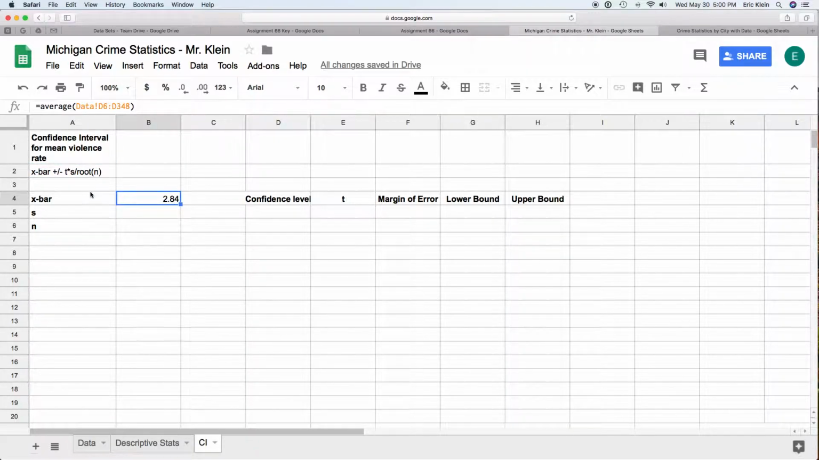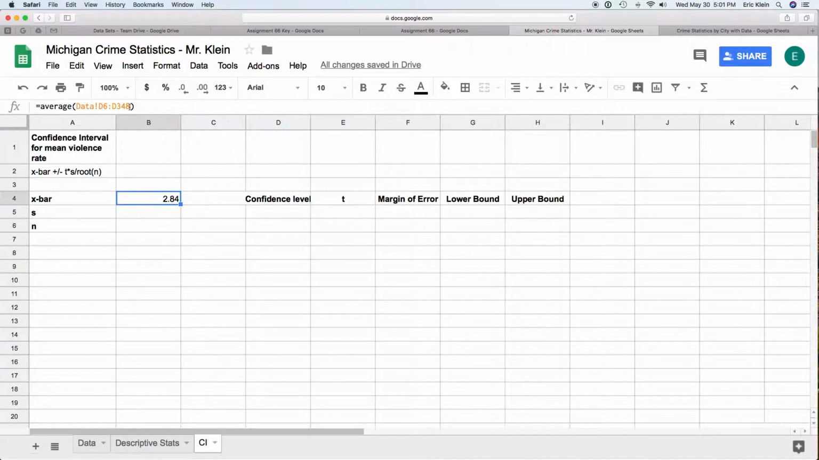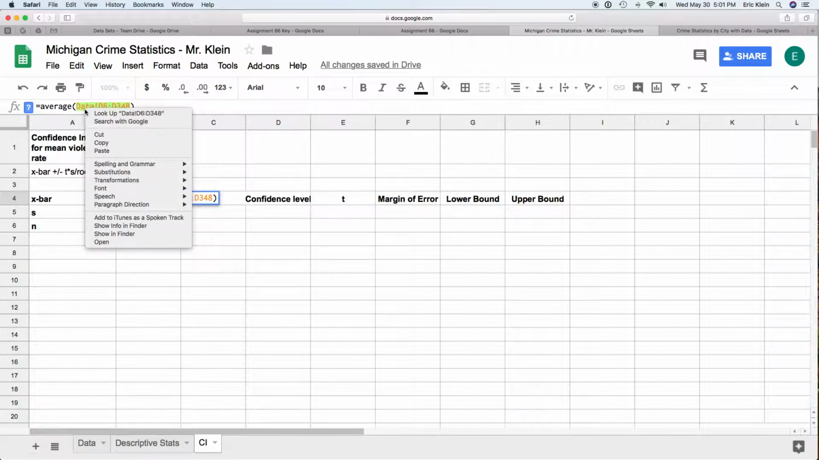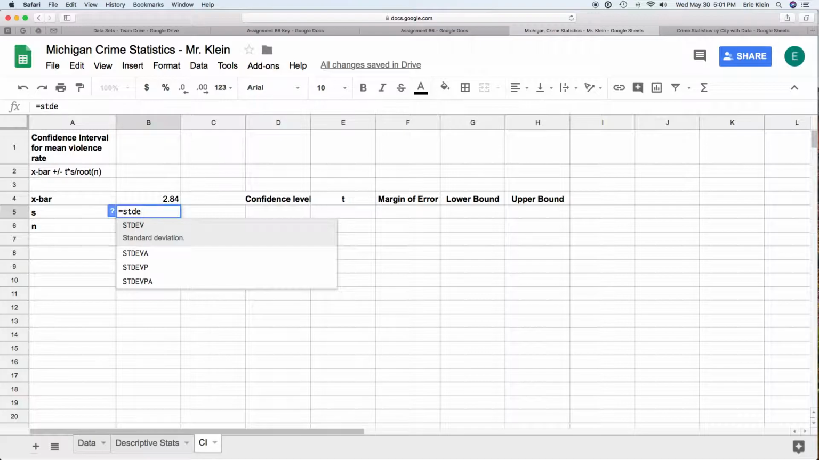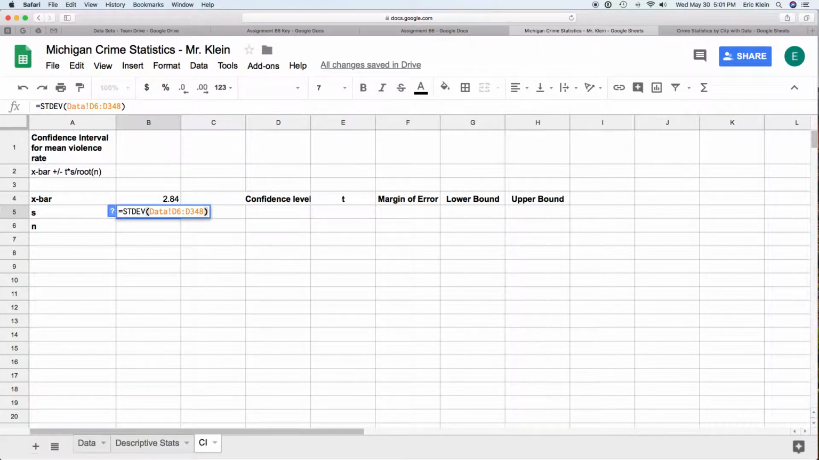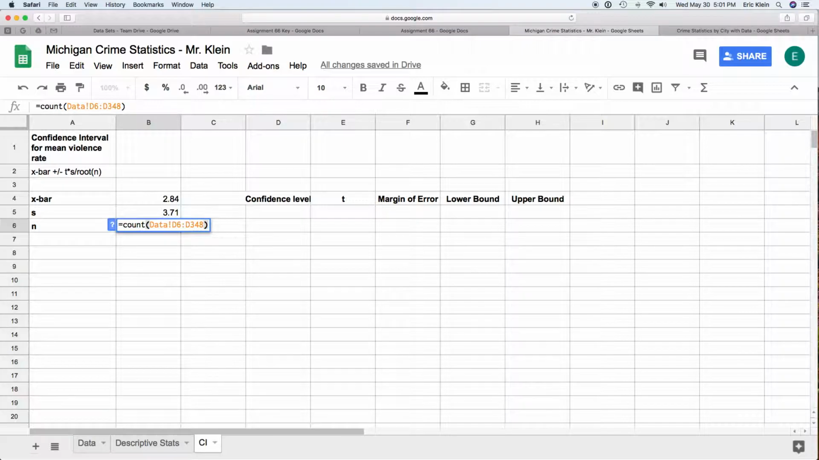Review from last time, I get x bar by typing in equals average, and then I enter this formula right here for the cells that I'm interested in studying here. Okay, so I'm going to go ahead and copy those. And then here I'm just going to type in standard deviation of those cells, and then count of those cells. Make sure you know those formulas.